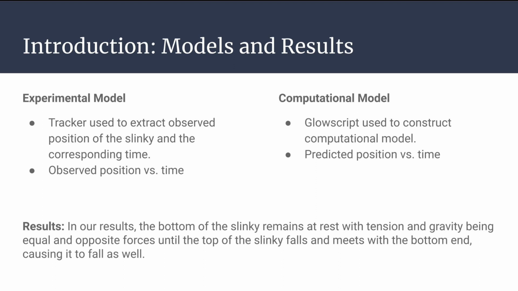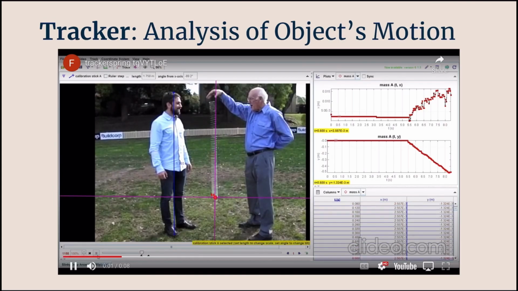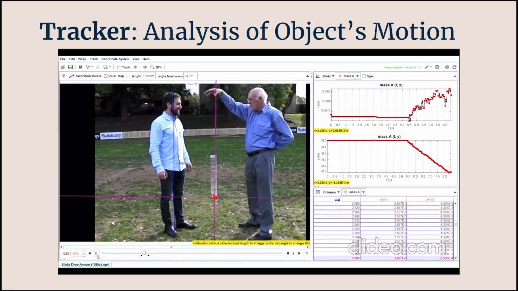In our results, the bottom of the Slinky remains at rest with tension and gravity being equal and opposite forces until the top end of the Slinky falls and meets the bottom end, causing it to fall as well. In the video, you can see the top end of the Slinky being let go while the bottom end remains at rest until it's hit by the top end, causing both ends to fall together.